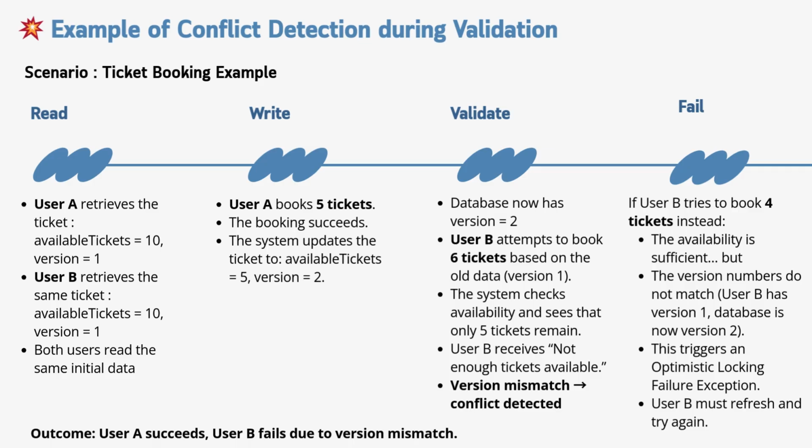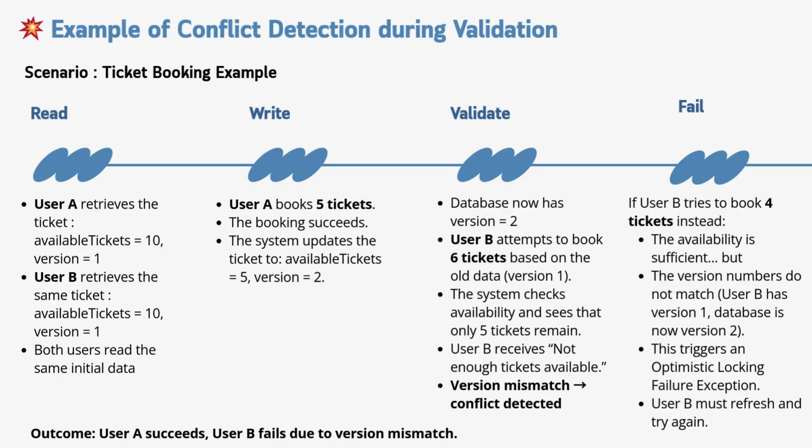For step 2, user A tries to book 5 tickets, so the system checks: are there enough tickets? Yes. Has the version changed? No, still version 1. So user A's booking is successful. The system updates the ticket to 5 available tickets and the current version is version 2. Now the official database has been changed.